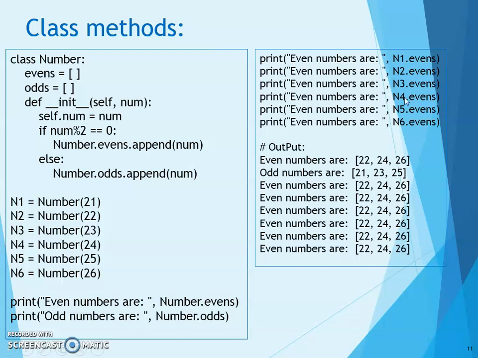Now the same thing can be done by the objects also, as the reflection will be there from the class variable, that the changes we are doing in the class variable will be reflected in the other objects also. So even though we are trying to print n1.even once, the results for n1, n2, n3, all the other objects are seen. That is the difference between the object variables and the class variables.